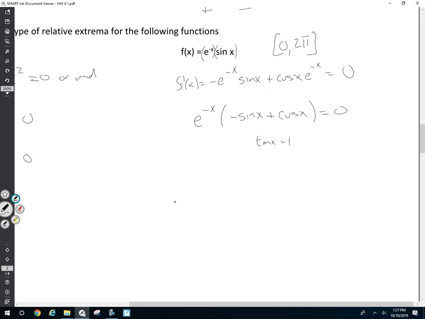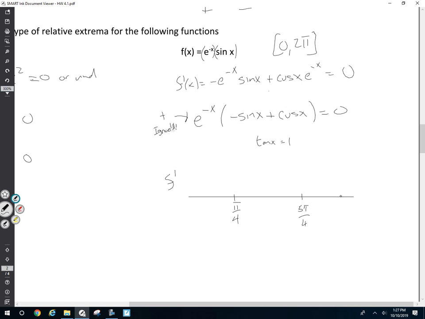So my friend, the number line will focus around pi over 4 and 5 pi over 4 when tangent of x is 1, or when sine and cosine are equal to each other, the opposites will cancel each other out. E to the -x, positive. Ignore it. It's never going to be 0.